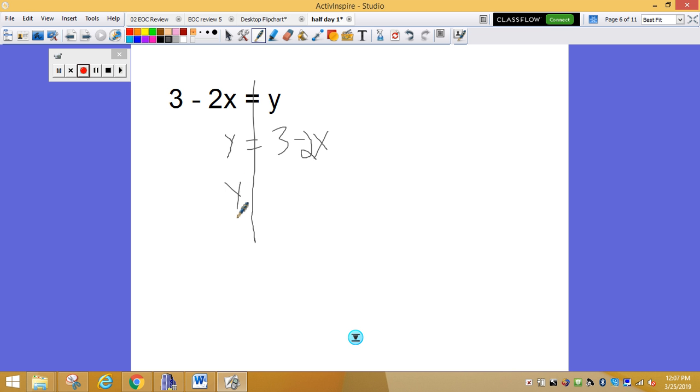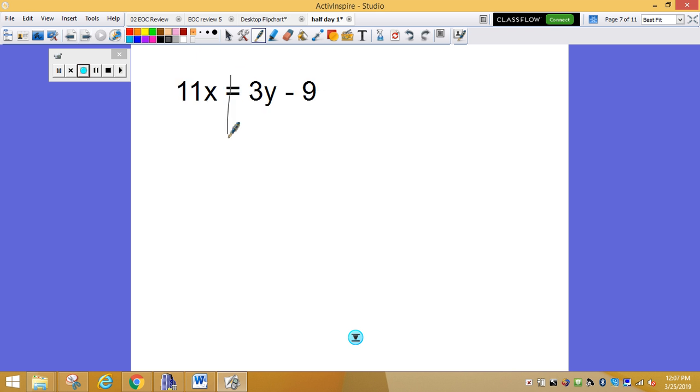Now, the only thing wrong with this is it's written the wrong way. I need to put my 2x first. So you should ask yourself, is it a positive or a negative 2x? Well, it's a minus 2x, which means I'm going to put a negative 2x. And then the 3 is a positive 3, which means it's going to end with a plus 3.